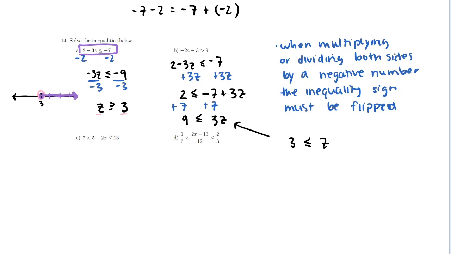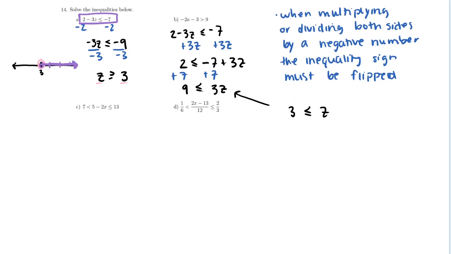And here I wouldn't flip the inequality sign because I'm not dividing or multiplying by a negative number. And so we have 3 is less than or equal to z. And this is kind of a confusing statement to look at. But what are the values that make this inequality true? Well, z is equal to 4, z is equal to 5, right?